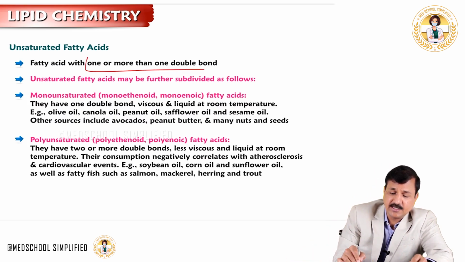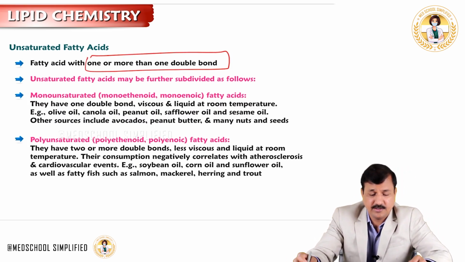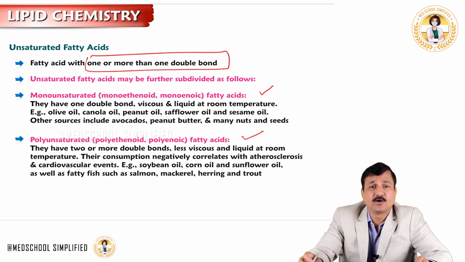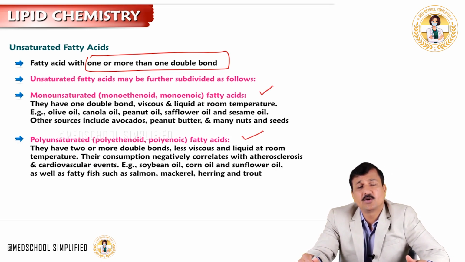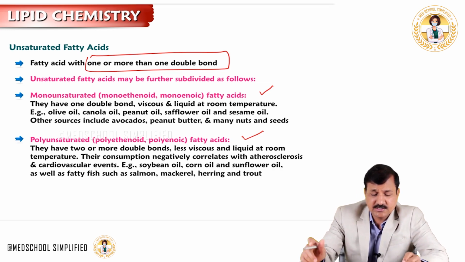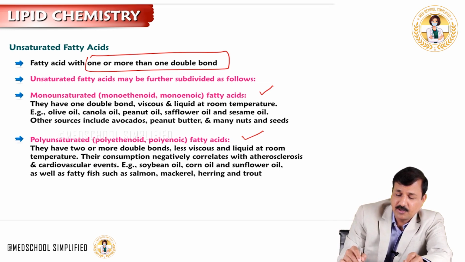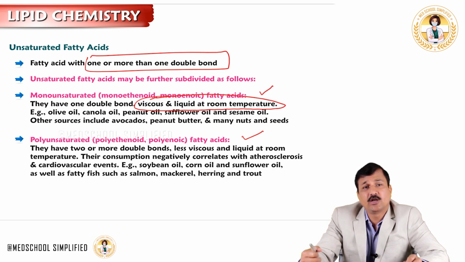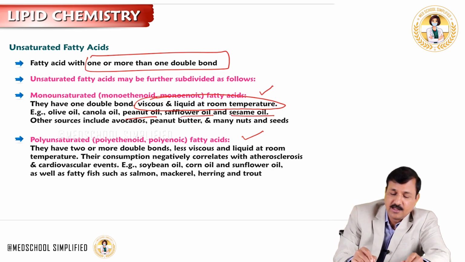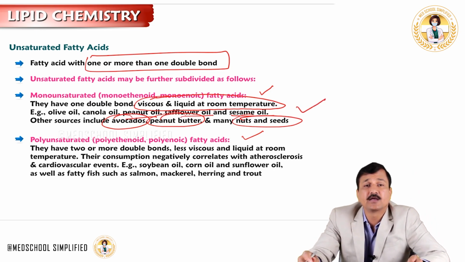Unsaturated fatty acids generally have one or more double bonds, and depending on the number of double bonds, they can be divided into monounsaturated fatty acids and polyunsaturated fatty acids. Monounsaturated fatty acids contain one double bond and generally are viscous and liquid at room temperature. Examples are olive oil, canola oil, peanut oil, safflower oil, sesame oil, avocados, and peanut butter. Nuts and seeds generally contain higher quantities of monounsaturated fatty acids.